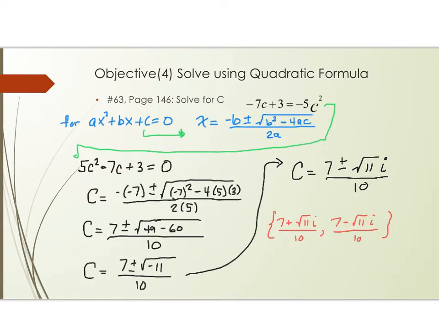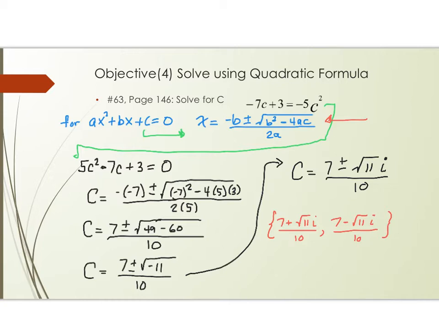Our final objective is using the quadratic formula. There are many times when we have to use the quadratic formula to solve a quadratic equation, primarily because it's just easier to do. And if you remember, the quadratic formula is in blue up here at the top. If I have an equation ax squared plus bx plus c is equal to 0, the solution for x is equal to negative b plus or minus the square root of b squared minus 4ac, divided by 2a.